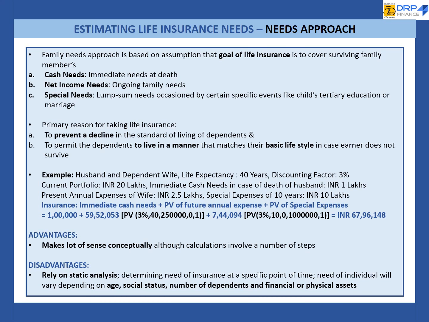For example, husband and dependent wife life expectancy is 40 years, discounting factor is 3%, current portfolio 20 lakhs, immediate cash need in case of death is 1 lakh, present annual expenses of wife is 2.5 lakh, special needs after 10 years is 10 lakh. Insurance is equal to immediate cash need, present value of future annual expense plus present value of special expense. The total comes out to be 67,96,148. This approach makes a lot of sense conceptually, although calculation involves a number of steps.